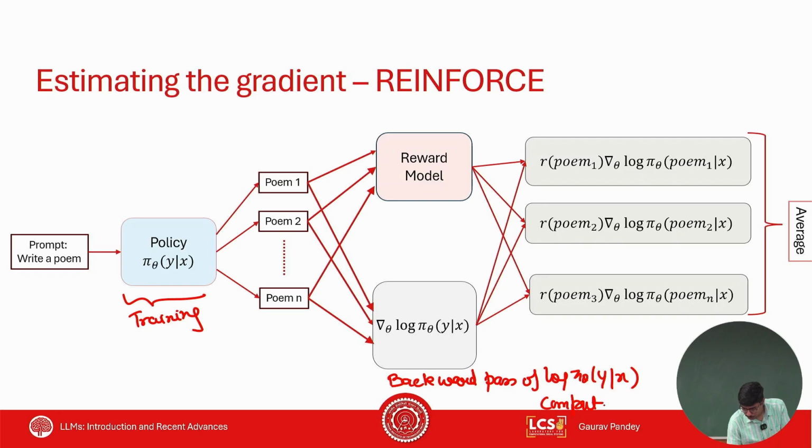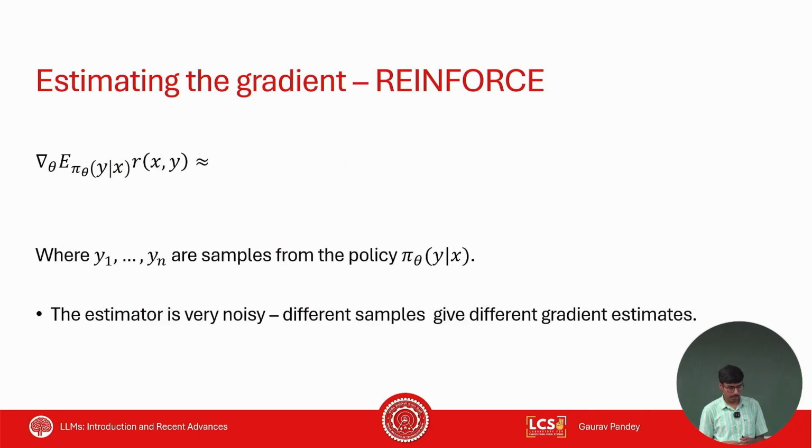So if you are computing log pi theta of y given x for a sample and you do the backward pass, you will get this gradient quantity. So you get this gradient, you get the reward, you multiply the two and just average, and that will give you the REINFORCE gradient estimate. And then you can use this REINFORCE gradient estimate for training. So if I have to write the estimation, let's say I have y1 to yn, which are samples coming from the policy. What will my REINFORCE gradient estimate look like?